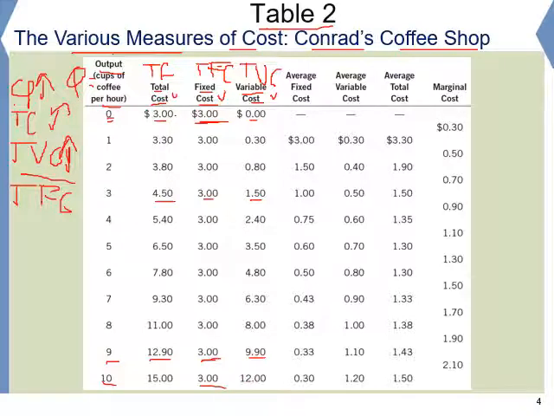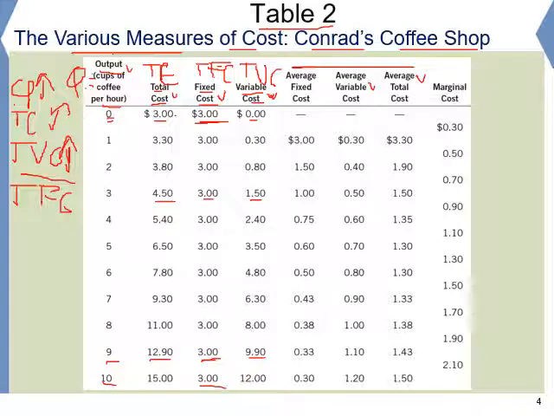So next we go to the three next columns, which deal with the averages. You take the total cost and divide by Q, the output, to get the average total cost. You take the total fixed cost, TFC, and divide by Q, the output, and you get the average fixed cost. You take the total variable cost and divide by Q, the output, to get the average variable cost.